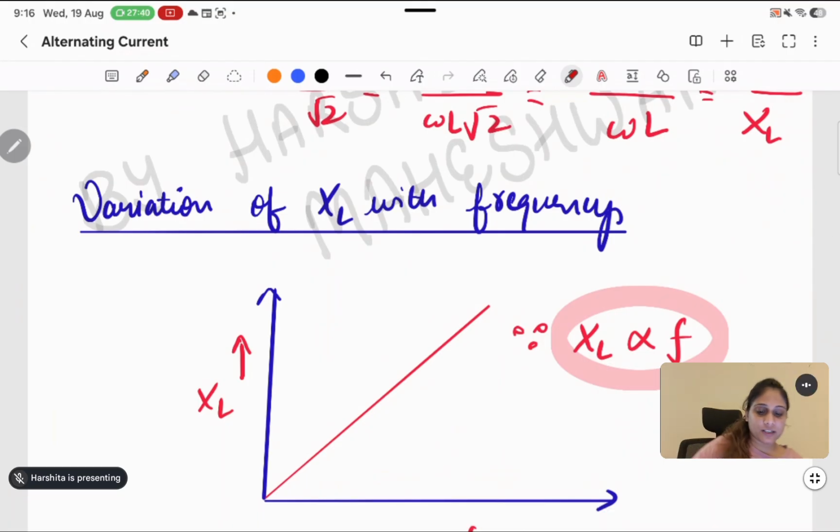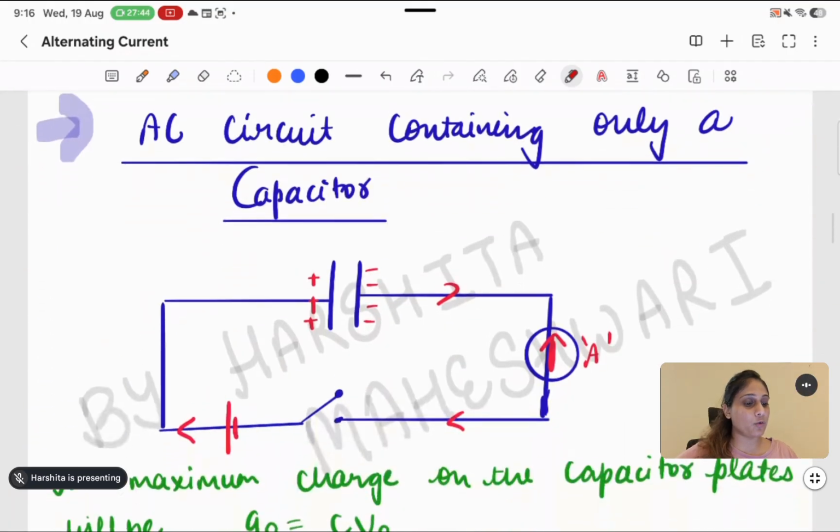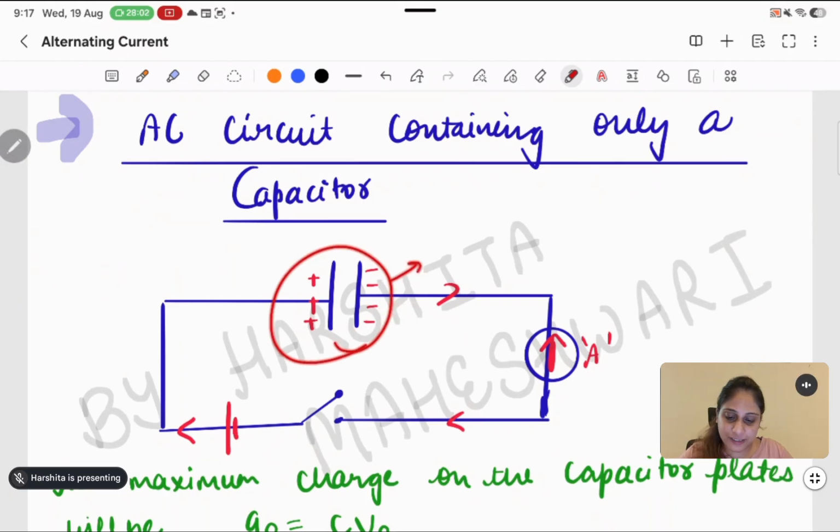The last thing that we are covering in this chapter is if I am connecting the AC circuit only and only to a capacitor. Again, I put the capacitor here, a parallel plate capacitor, consisting of the positive sign on one of the plates and the negative sign on the other plate. So we can show a capacitor of capacitance C, which is connected to the battery here, with a plus minus and a tapping key.